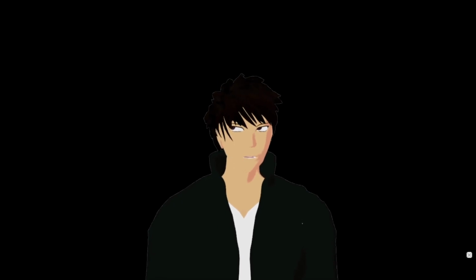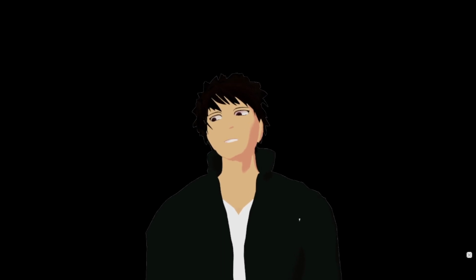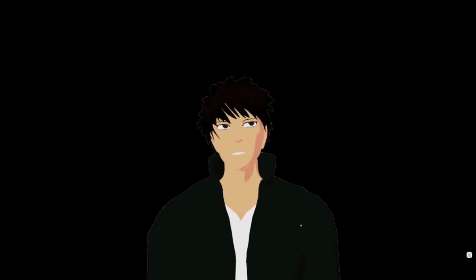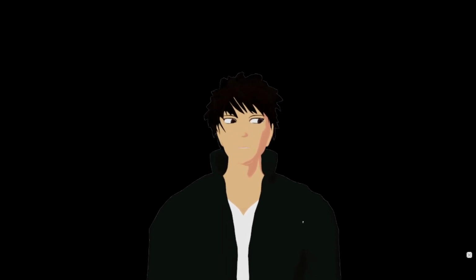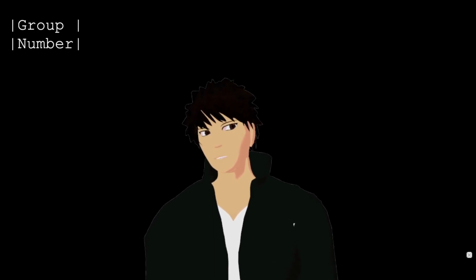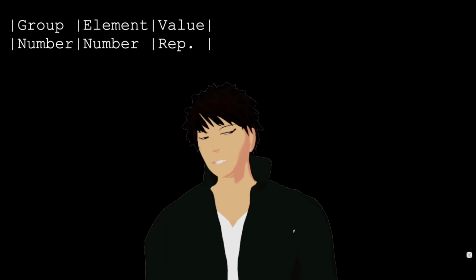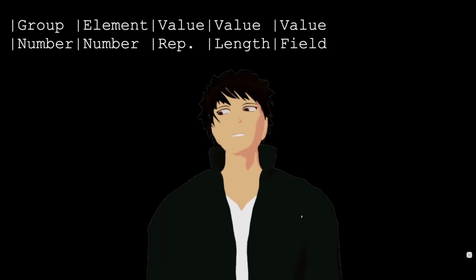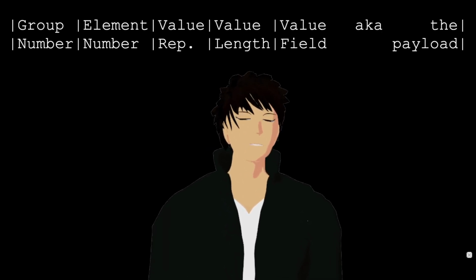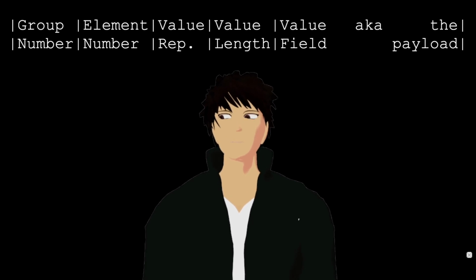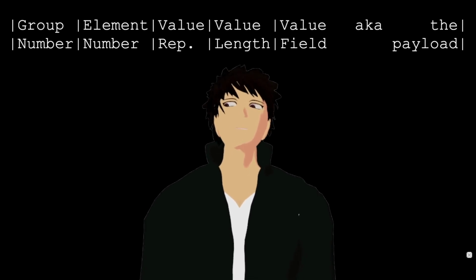The hard part is to pull them from the file. All the bytes are packed sequentially. It goes group number, element number, value representation, which is basically the data type, value length, and then the value field, aka payload data. Note that all of these are padded to have an even byte length.